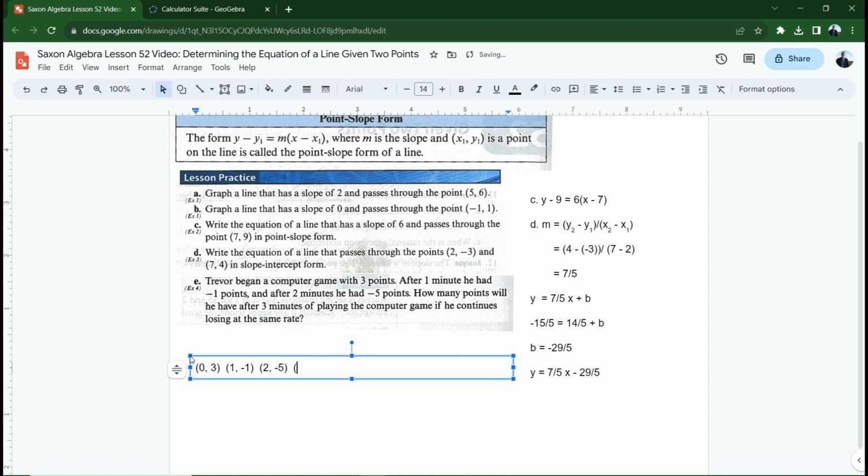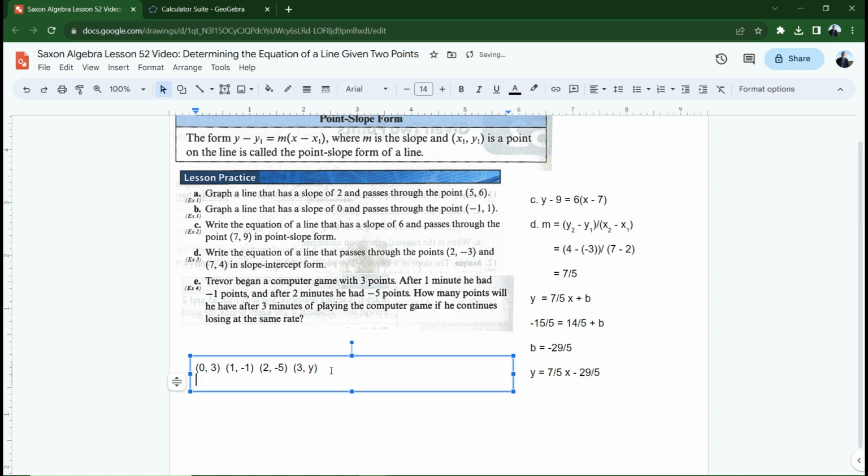How many points will he have after 3 minutes of play? Okay, so that's what I'm solving for. You could maybe just figure this out by inspection. Wait a second, for every one that this goes up, the y value goes down 4. That's a slope observation you could make, and you might just observe that this is going to be -9.